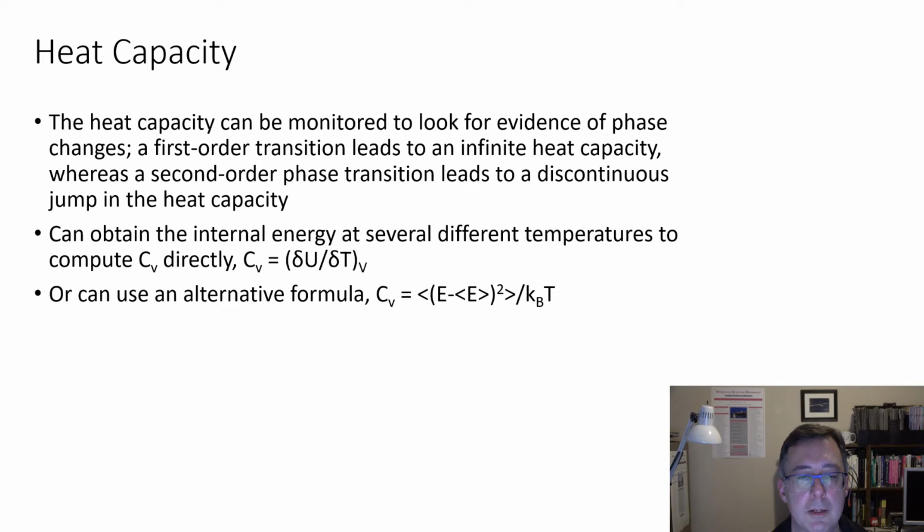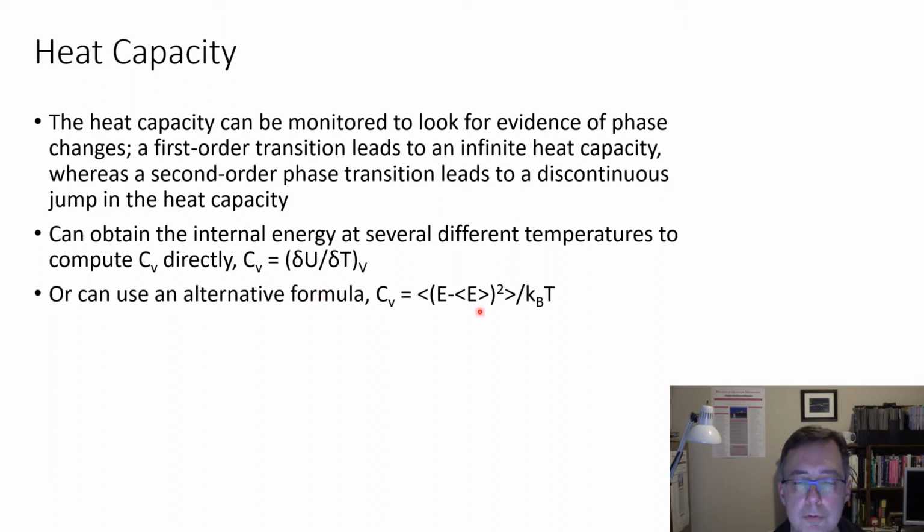How can I get it? Well, I can monitor the internal energy U at different temperatures, and I may need to run different simulations set at different temperatures if I'm running simulations that keep temperature constant. But from those simulations, I can numerically calculate the derivative of U with respect to T at constant volume, and that will give me the heat capacity at constant volume.